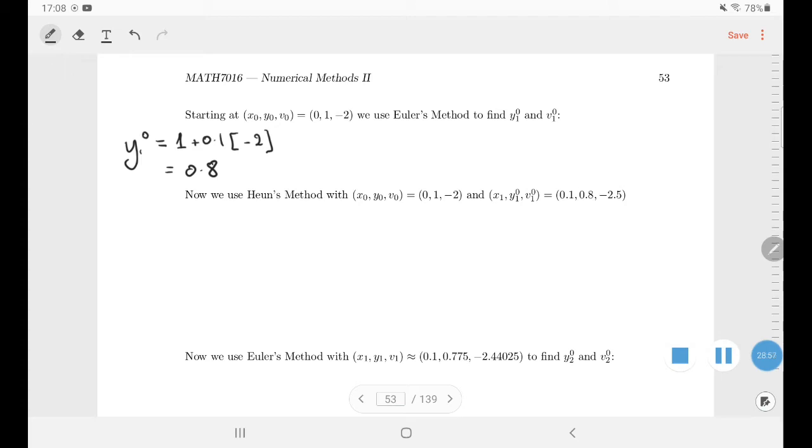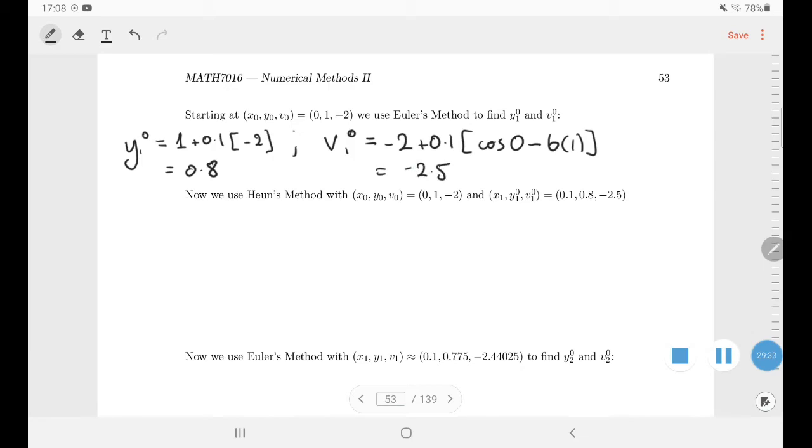Let's do the predictor for v. v1 predictor is the previous v value, which is in the brackets there, minus 2, plus the step size, 0.1, and then the slope of v is cos x minus 6y. Now remember, any differentiation you have to use radians. So it'll be cos of 0, well, that doesn't make any difference, minus 6 times y, and the previous y was 1. Now I'm just going to kind of cheat. I'm just going to look at the answer down below. I know this is going to be minus 2.5.